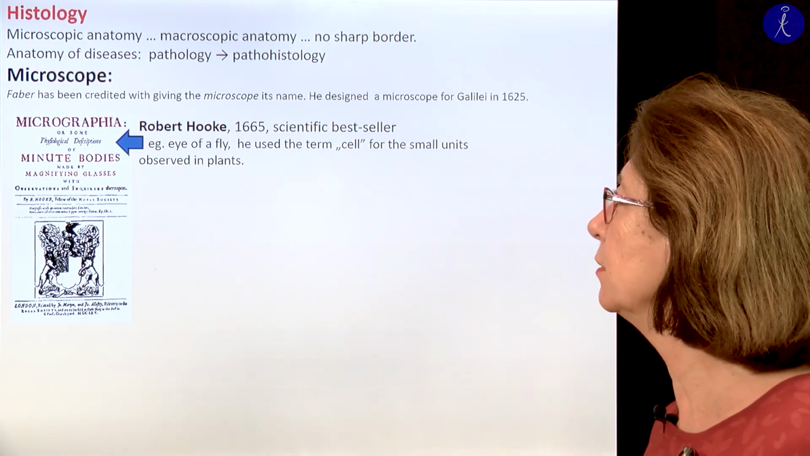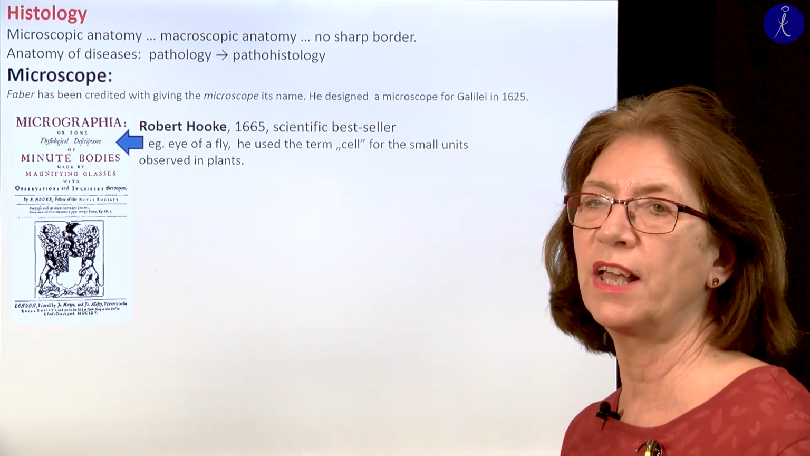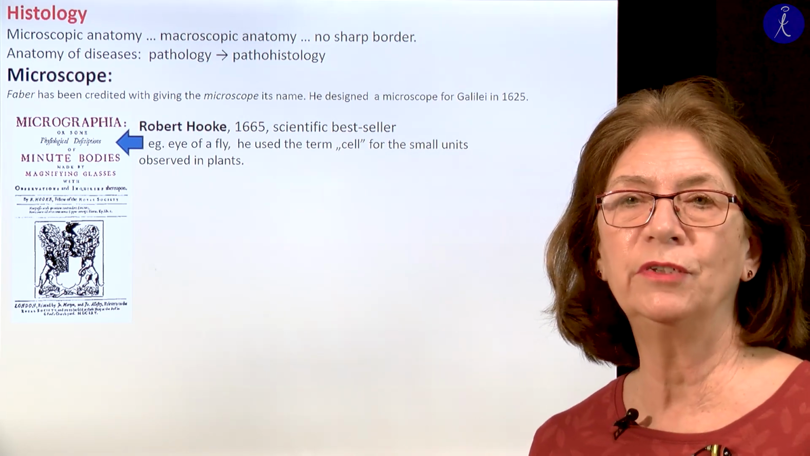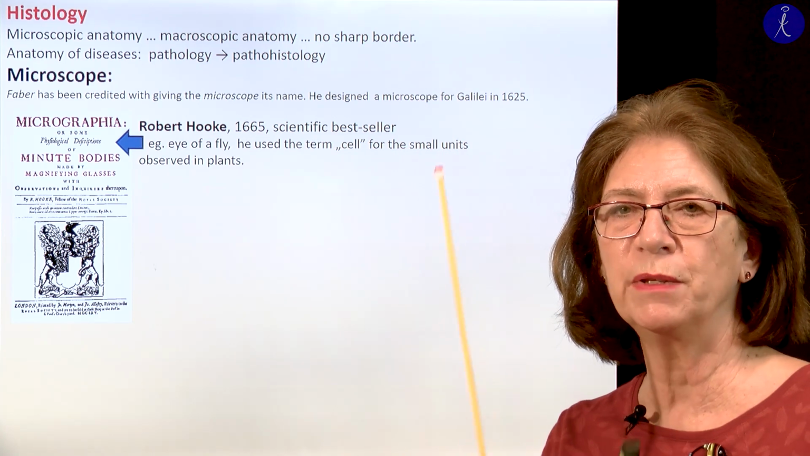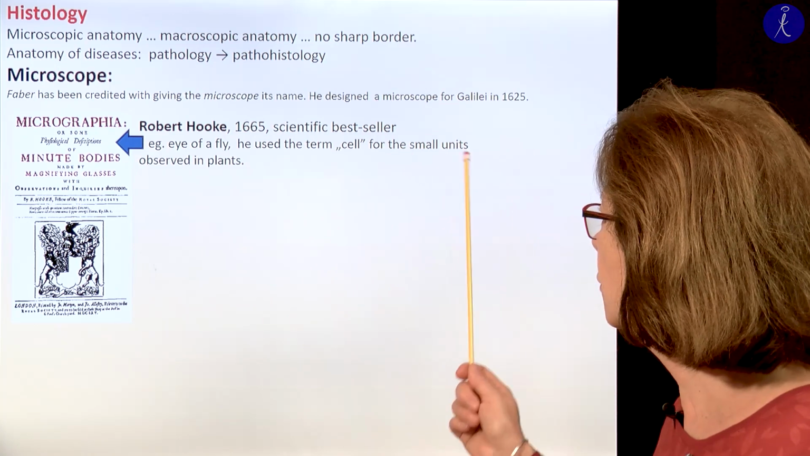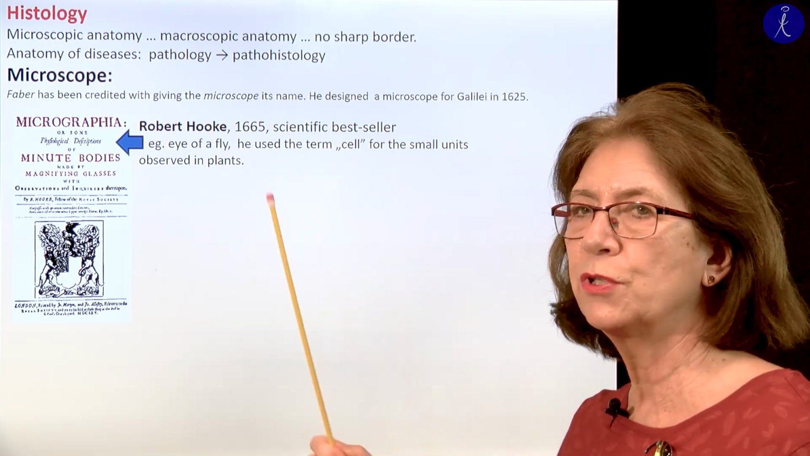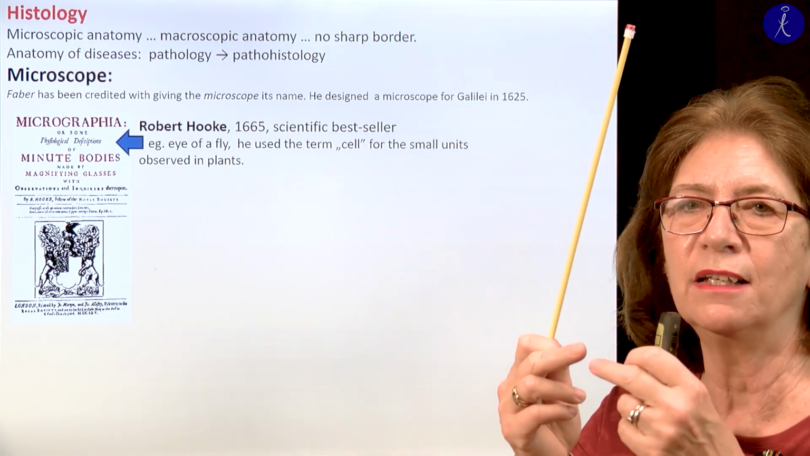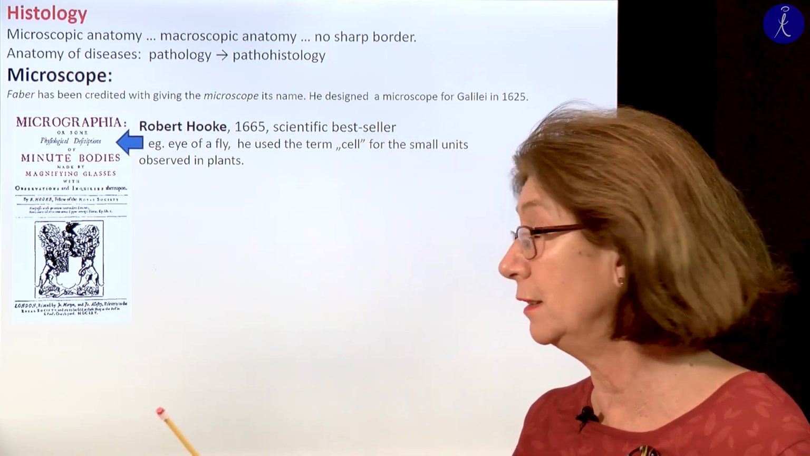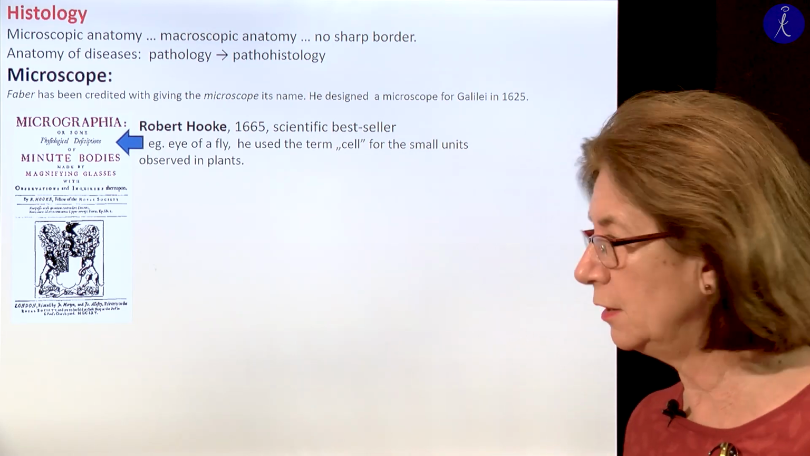Robert Hooke also used this microscope to describe the minute bodies, which became a scientific bestseller in the 17th century. And he gave the name cell to these small units because in botanical tissues that he examined from plants, he observed that there are small little units, and he called these units cells, like the monks had the little cells in the buildings where they lived. And ever since we use this term cell for these little units of the tissues.